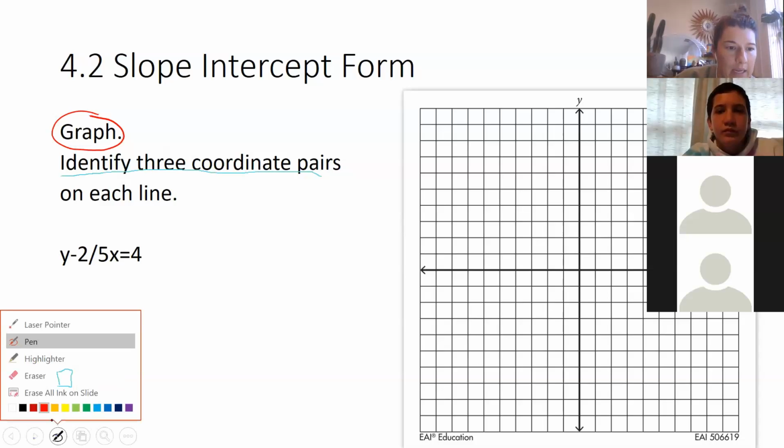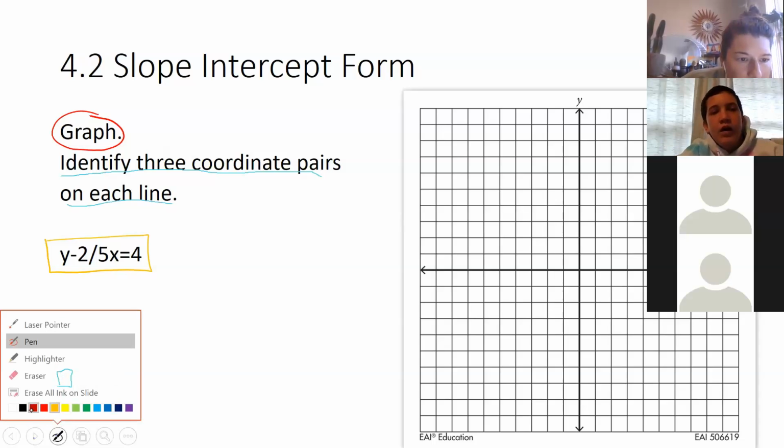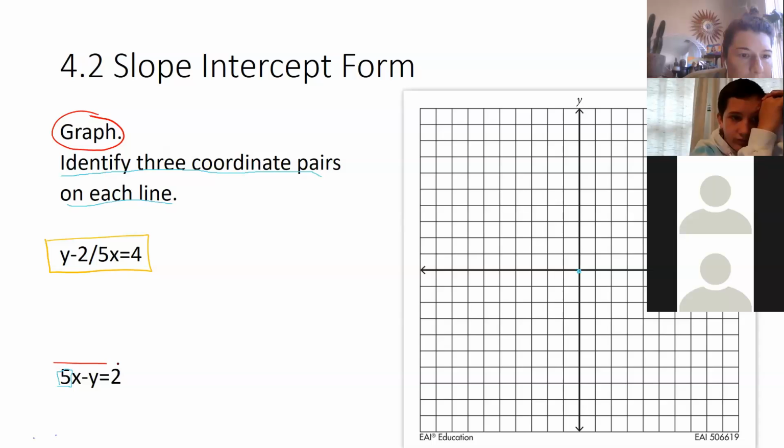Should we, let's see, what color is someone not using? Should we do orange? Okay, so this first one, let's graph it in orange together. That way we can do it on the same graph, and nobody is using orange. Yellow is too hard on the eyes. Here, let's use red to do the second one, even though I'm using red.